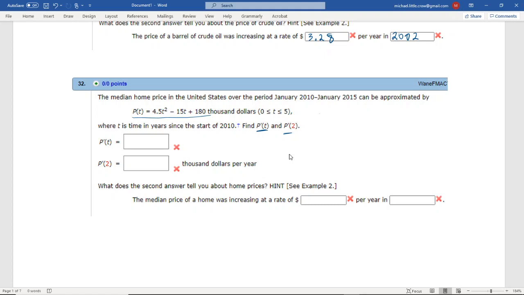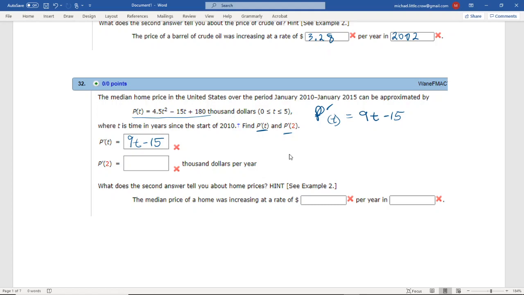So again, taking the derivative, we'll do p prime of t. The 2 comes down, 2 times 4.5, double 4.5, you get 9, t to the 1 power, because 2 minus 1 is 1. When you take the derivative of t to the first power, we just get the coefficient, so minus 15. Again, t to the 0 is 1, and the derivative of a constant is 0. So you could put plus 0, but we don't need to. So this is our function here, 9t minus 15.